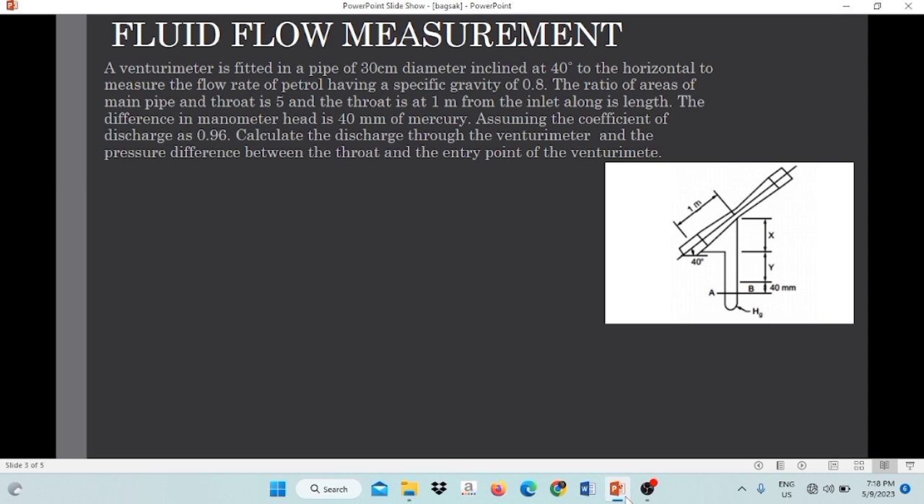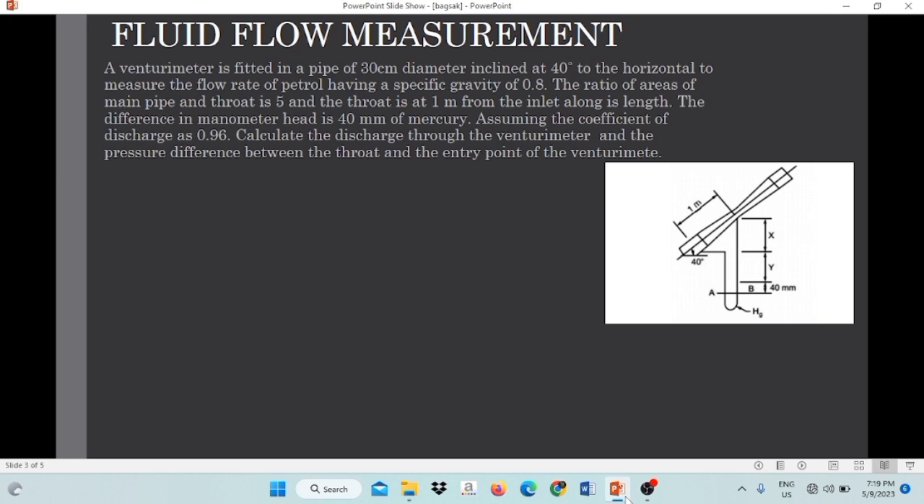So here I have a problem. A venturimeter is fitted in a pipe of 30 cm diameter inclined at 40 degrees to the horizontal to measure the flow rate of petrol having a specific gravity of 0.8. The ratio of areas of main pipe and the throat is 5 and the throat is at 1 meter from the inlet along its length. The difference in manometer head is 40 mm of mercury. Assuming the coefficient of discharge as 0.96, calculate the discharge through the venturimeter and the pressure difference between the throat and the entry point of venturimeter.